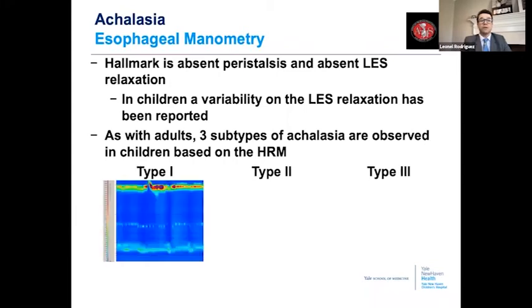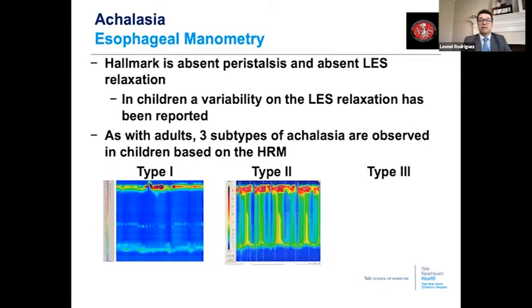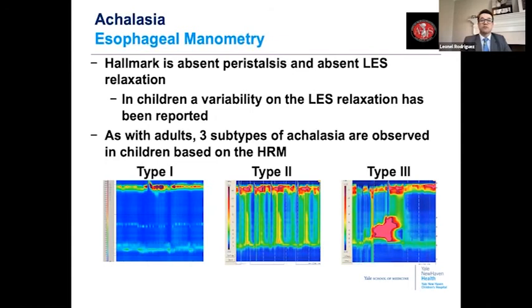Type 1, type 2, and 3. Type 1, which is associated with 100% failed peristalsis. Type 2, that has more than 20% of panesophageal pressurization. And type 3, with more than 20% of spastic swallows.